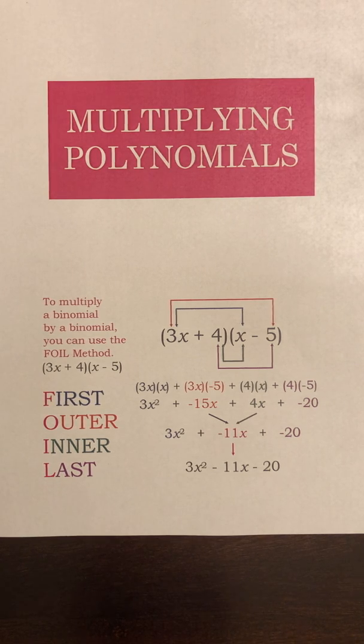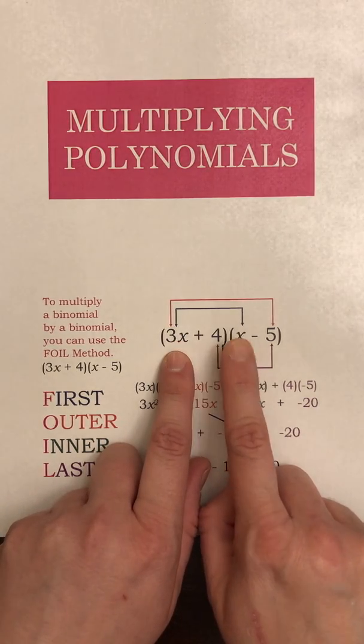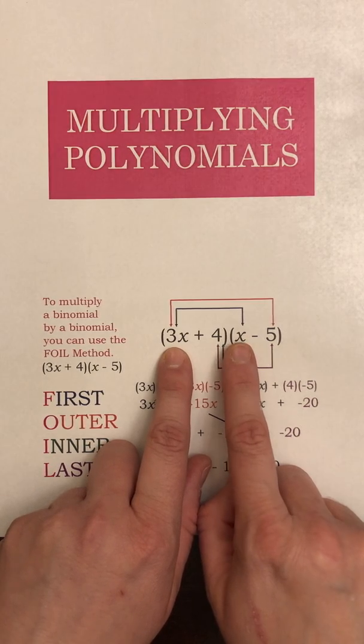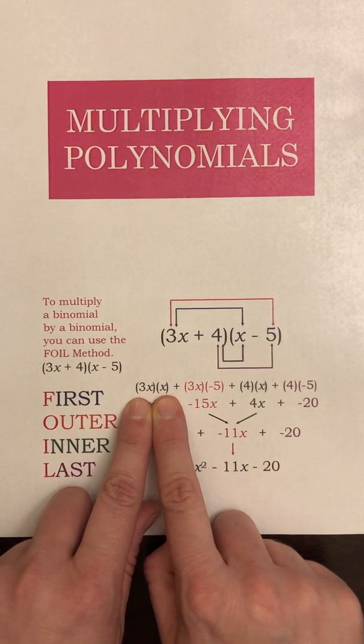We are going to learn a method called the FOIL method, and the word FOIL is just a mnemonic device to remember the words first, outer, inner, last. So first means that you want to multiply the first term from each set of parentheses. In this case, it would be 3x times x. That would be the first term in the first set of parentheses, and x is the first term in the second set of parentheses. So as you see right here, we're going to multiply those together.